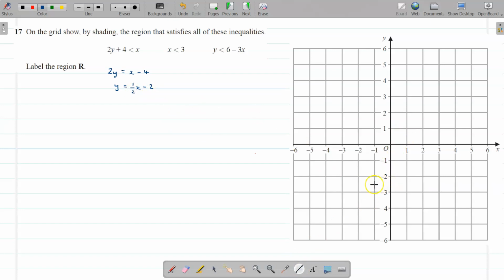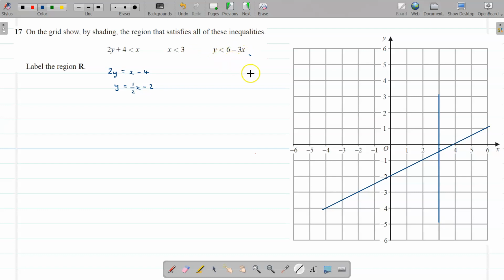So let's draw that on first. It has a gradient of a half and it crosses the y-axis at minus 2. So it's that line there like that. Now I have x less than 3, so I'm just going to draw the line x equals 3, which is a vertical line like this. And finally I've got the region y less than 6 minus 3x.